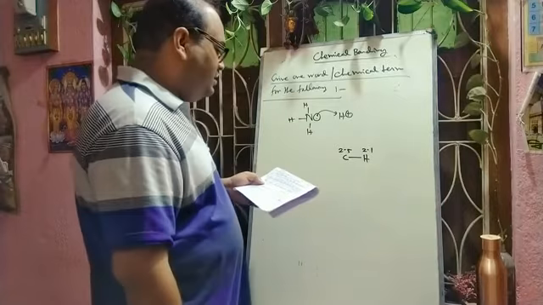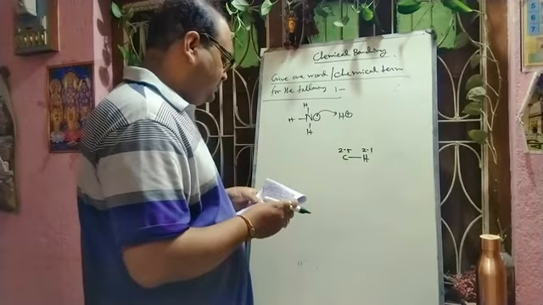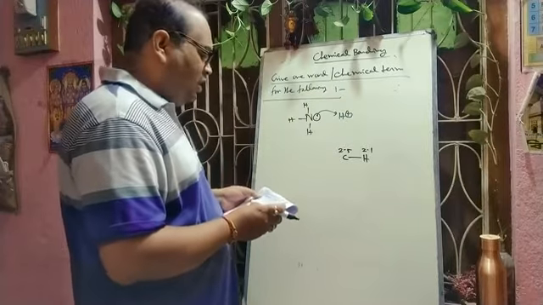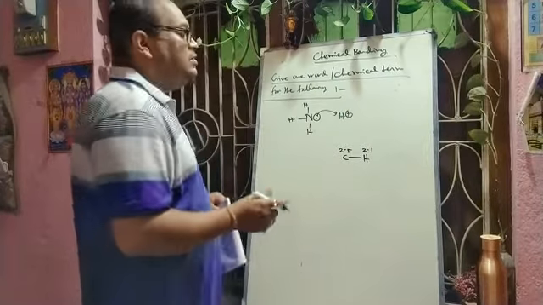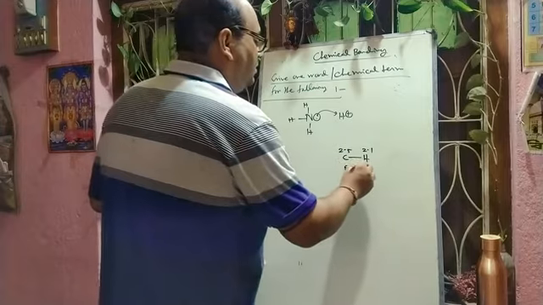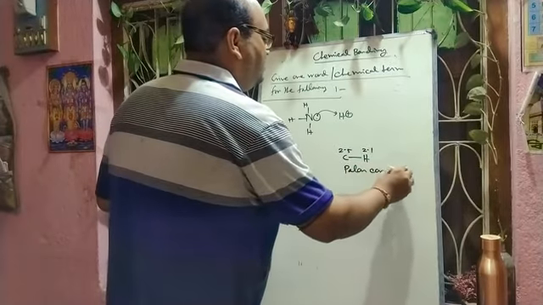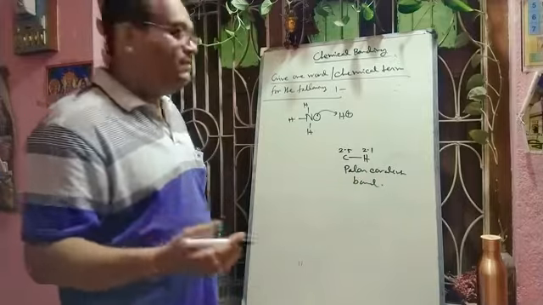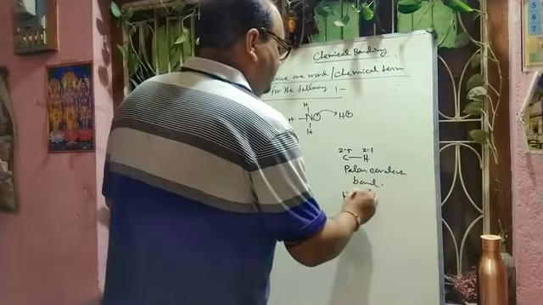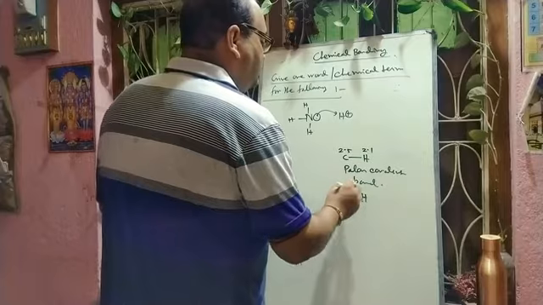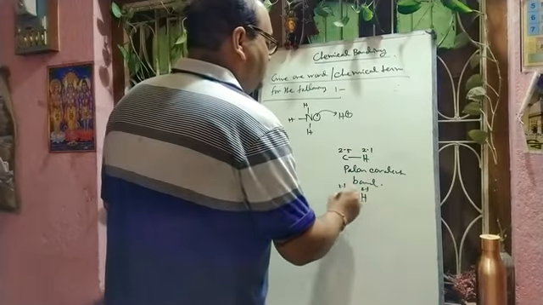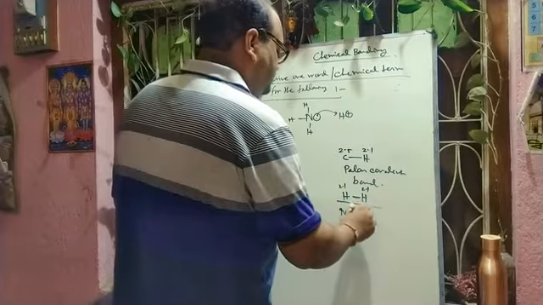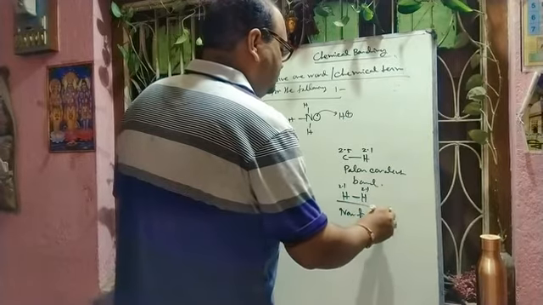And your question was a bond formed between two atoms having a small difference of electronegativity. Definitely it will be the polar covalent bond. If there is practically no difference of electronegativity between two atoms, suppose this one is also 2.1 and that one is 2.1, so there is no electronegativity difference. So definitely it will be a non-polar covalent bond.